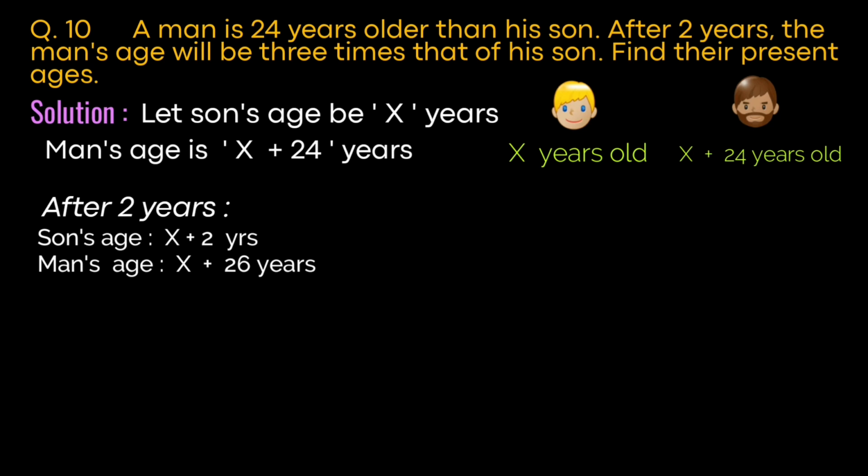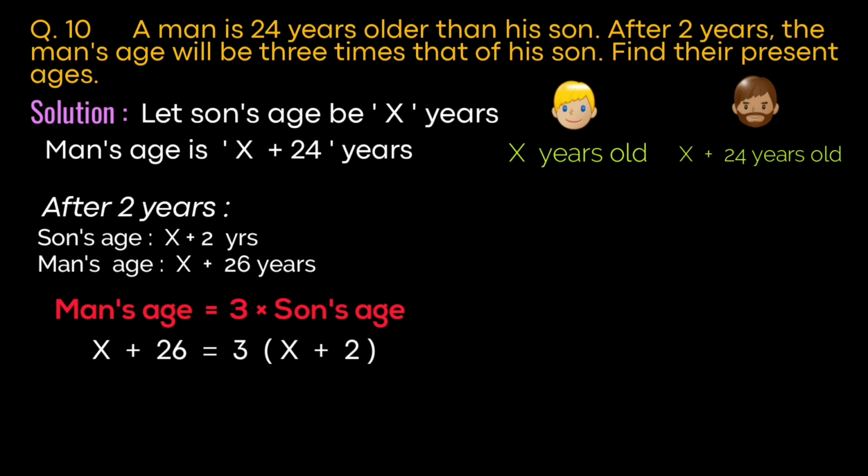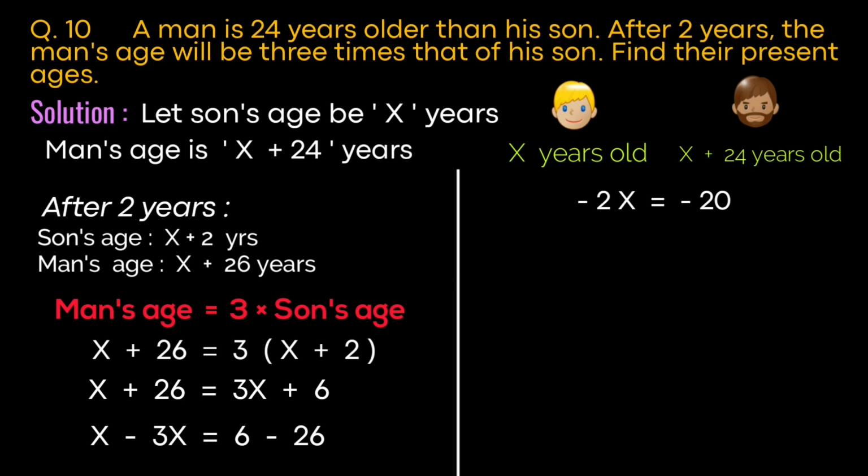So the equation formed is man's age equals 3 into son's age. That is, x plus 26 equals 3 into bracket x plus 2. On further solving, we get x plus 26 equals 3x plus 6. That is, x minus 3x equals 6 minus 26. Minus 2x equals minus 20. And finally, x equals 10.